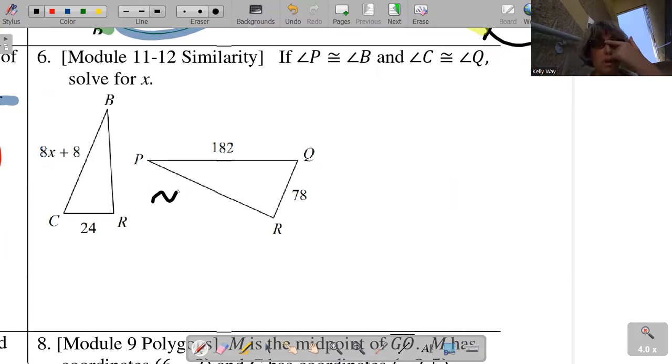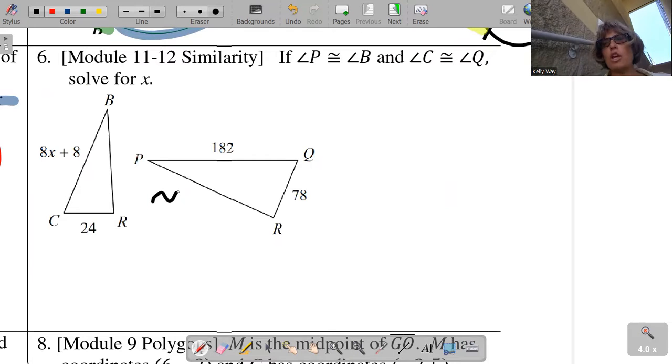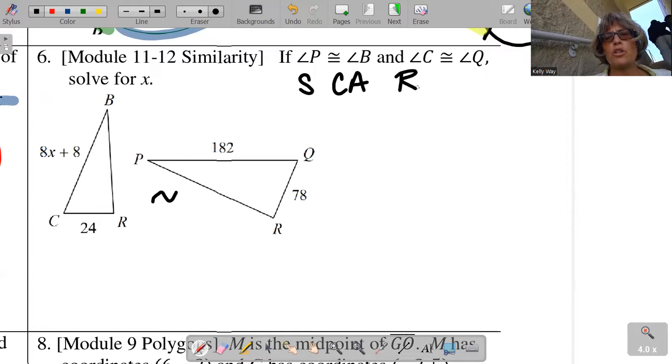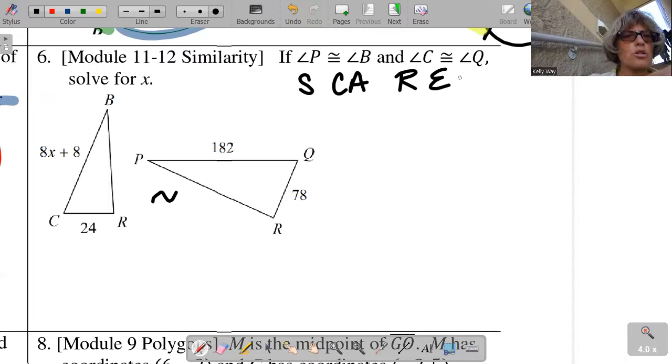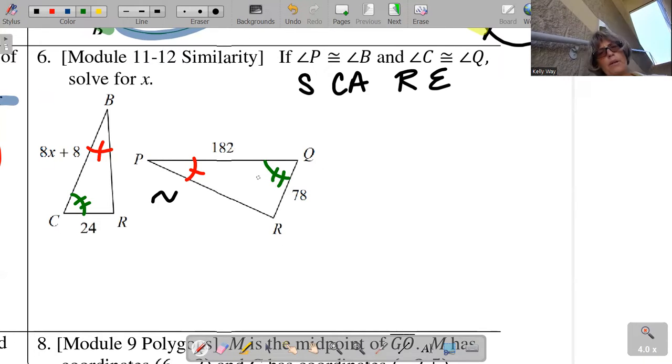Here the triangles are similar. Similar, same shape, different size. And if things are similar, you have congruent angles and ratios which are equal. So right off the bat, we know P is congruent to B. You are going to know C is congruent to Q. And the ratios are going to be equal.